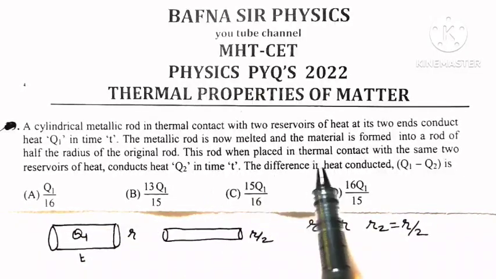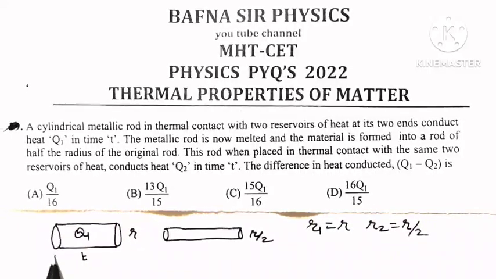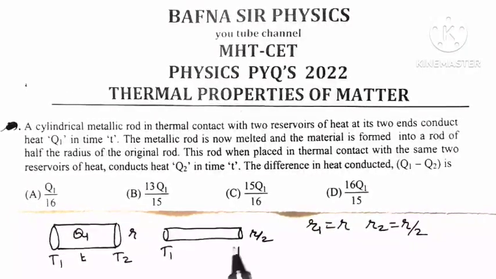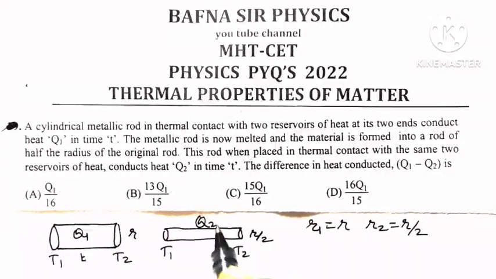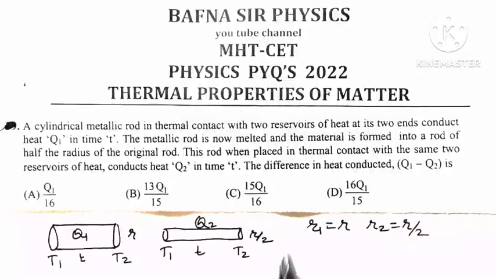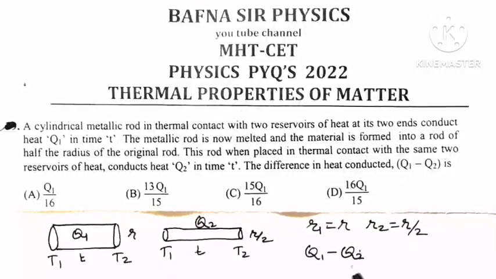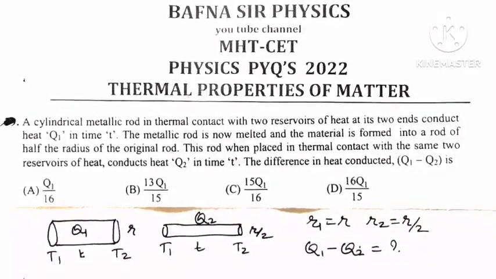This rod, when placed in thermal contact with the same two reservoirs of heat, say here T1 and T2, with the temperatures of the two reservoirs the same, the reservoirs conduct Q2 amount of heat in a time t. Then we have to find the difference in heat conducted, Q1 minus Q2. What we have to find is Q1 minus Q2 equal to question mark.